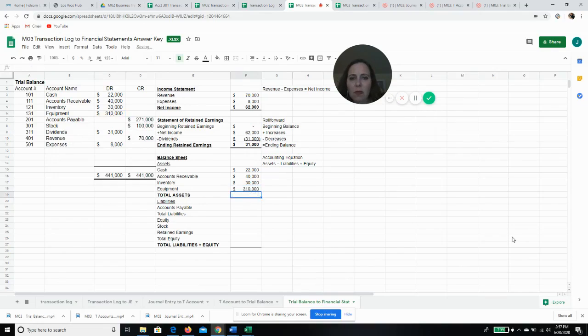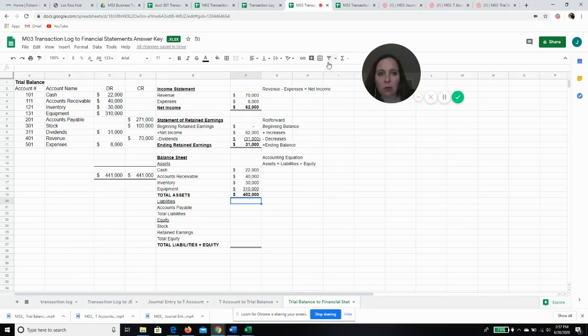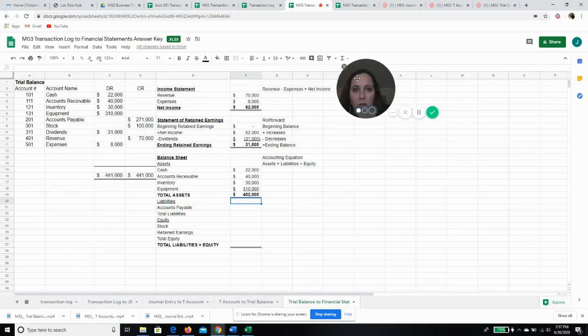If I didn't, then I could just add it in. I could just do equals sum. And I'm not using the 402,000. I'm not using this just because I had it blocked with my face. I kind of have a big head, so I block things sometimes. All right. So my total assets are 402,000. So when I get to my liabilities plus equity, those better equal 402,000 again.